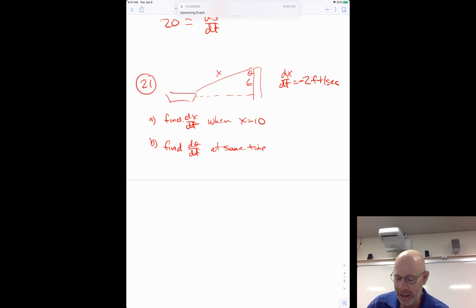Not a huge mistake, but I called this x, right? And dx dt was 2. The question was how fast is the boat approaching the dock? So I'm going to call that y, so that would actually be dy dt. But you caught that, I hope, right, as I was doing that.